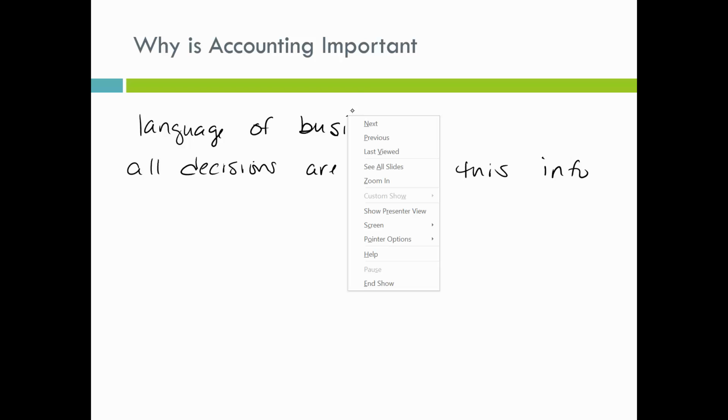So even if you're managing people, or you're the marketing person, or whatever you are, you're still going to be making your decisions based on this information. So it's important that you understand the language. It's important that you understand the numbers that you're getting, what they mean, where they come from.